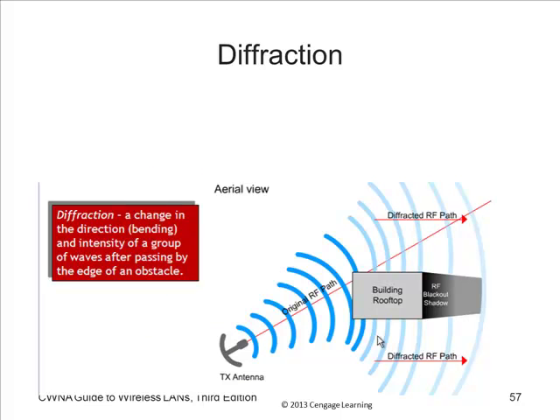Diffraction is actually a bending of the waveform when it strikes an object. This one's showing an aerial view. If you're looking down, we're sending this signal out. It hits the building rooftop. Part of the signal is bent. Part of it will continue on its original path. So each of these represent what different objects can do to change your signal path, to create your multipath.